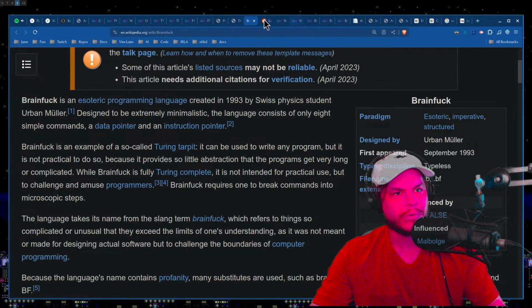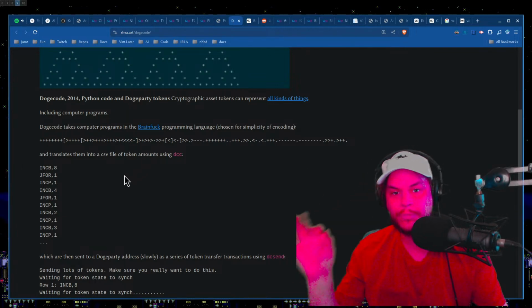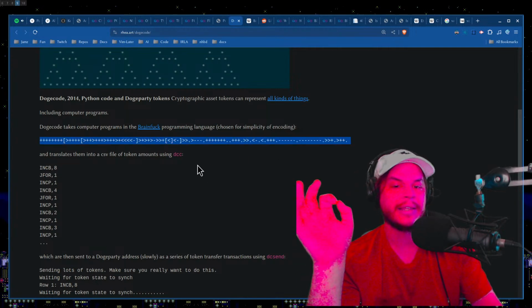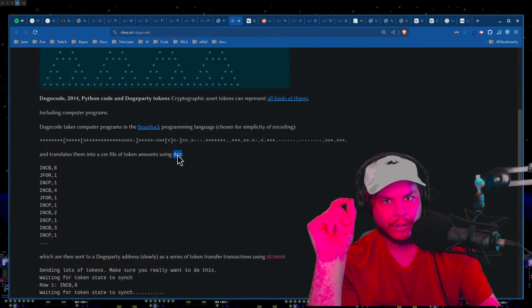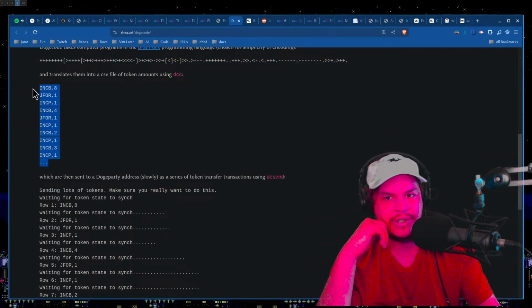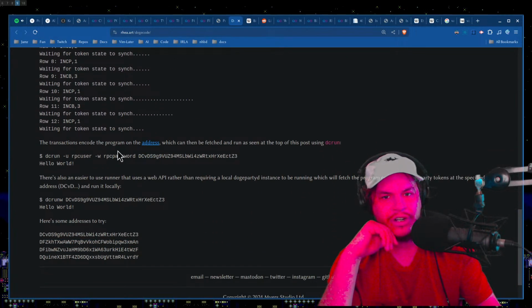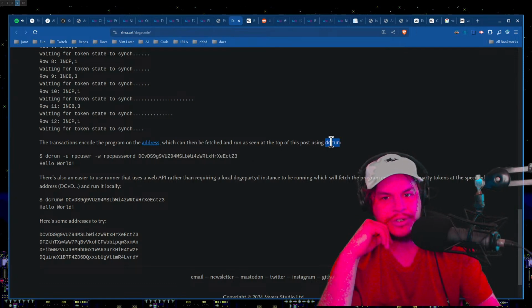Okay, here's Brainfuck, one of the coolest languages ever. It says Doge code takes a computer program in the Brainfuck programming language, chosen for the simplicity of encoding. See, this is what Brainfuck looks like, and translates them into a CSV file of token amounts using DCC. So we would take this and translate it to this, which are then used to send to a Doge Party address slowly as a series of token transfers using DC send. The transactions encode the program on the address, which can then be fetched and run with DC run.